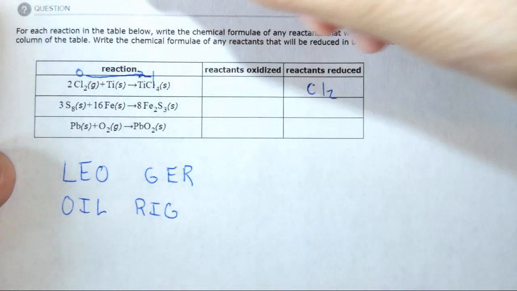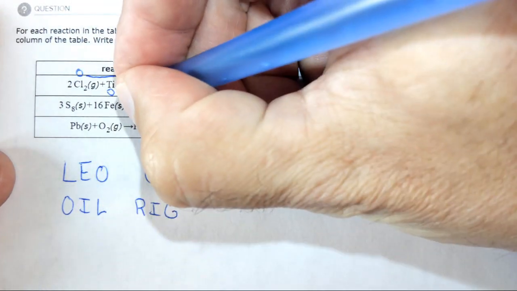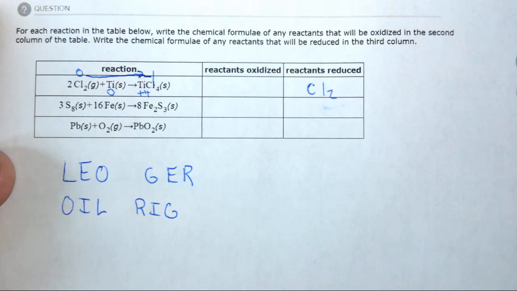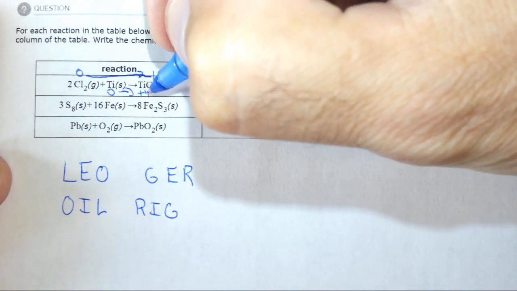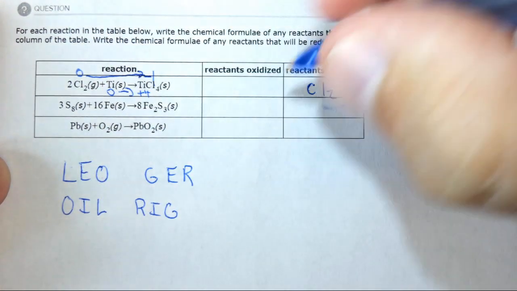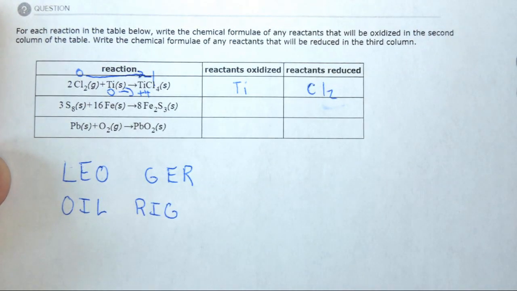Titanium should be oxidized because it has to gain electrons from somewhere. But titanium here is 0, and here it's +4. So it goes from 0 to +4, so it lost electrons. Losing electrons is oxidation. So titanium lost electrons.